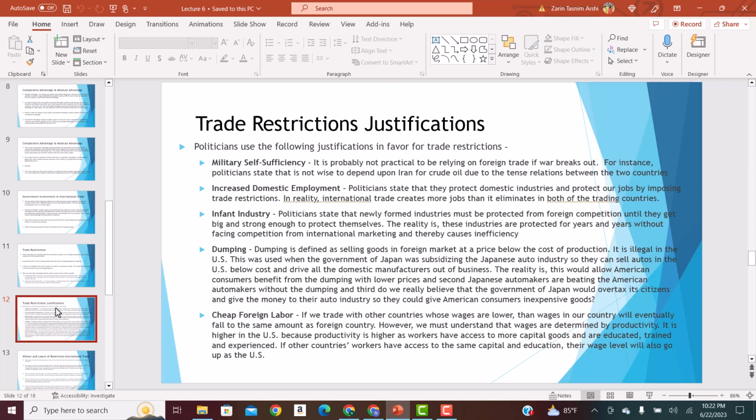Finally, the last justification used for international trade restrictions is cheap foreign labor. They say that if we engage in trade with other countries whose wages are lower, such as China or India, then the wages of the labor of our country will also eventually fall to the same amount as the other country.